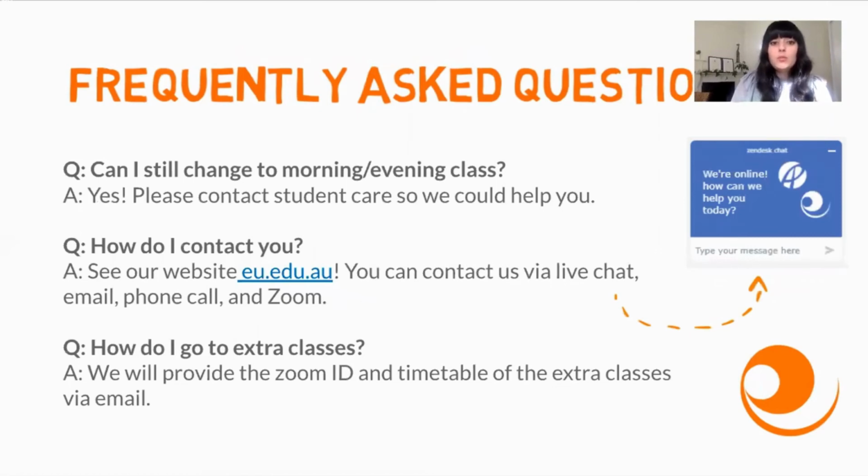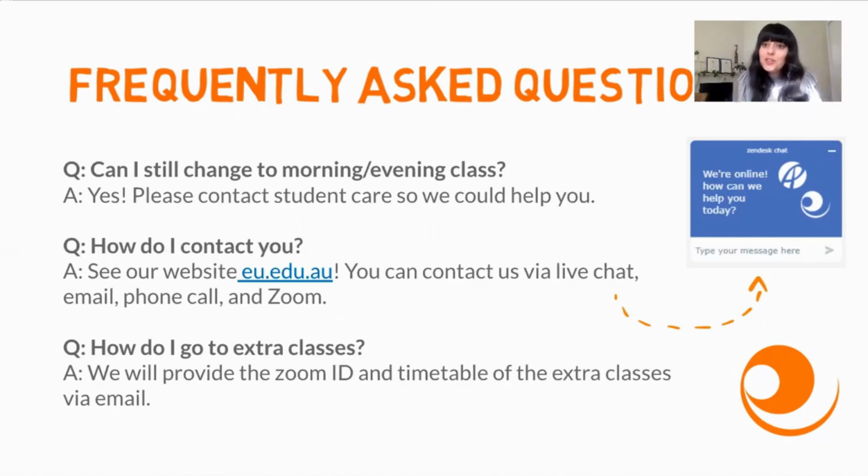Can I still change to morning or evening class? Yes, absolutely, you can do that. So if you need to change your schedule, you simply need to contact Student Care 1 week before the change, and they can facilitate this for you. For example, if you are an evening student and you need to change to morning, if you contact Student Care on Wednesday, then your change will be processed from Monday of the following week.